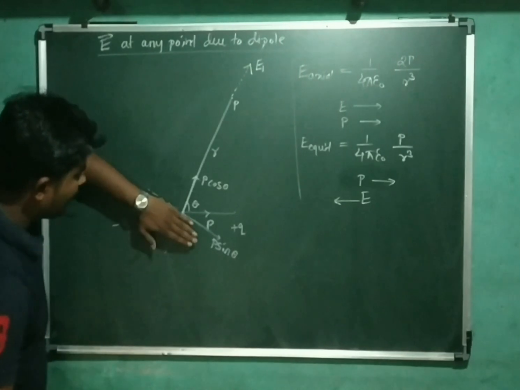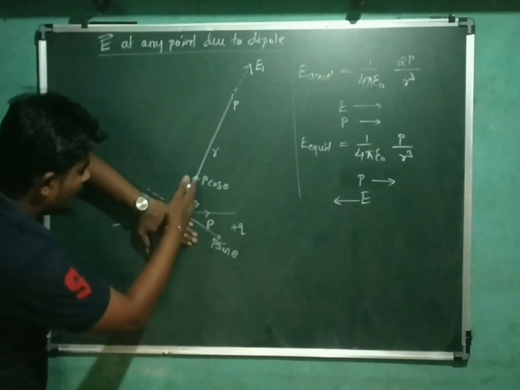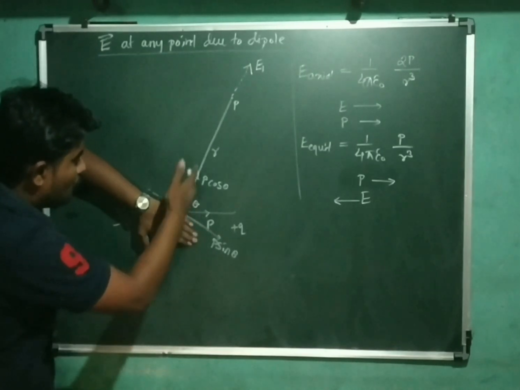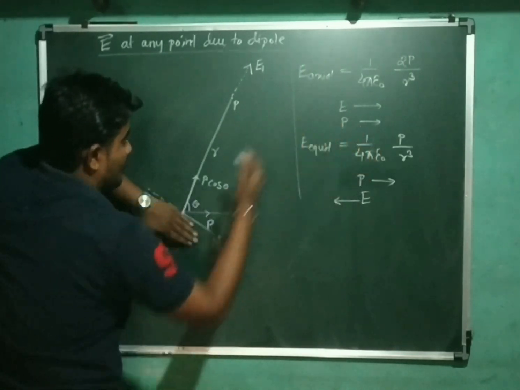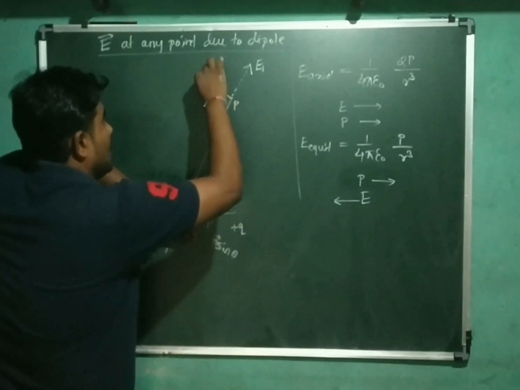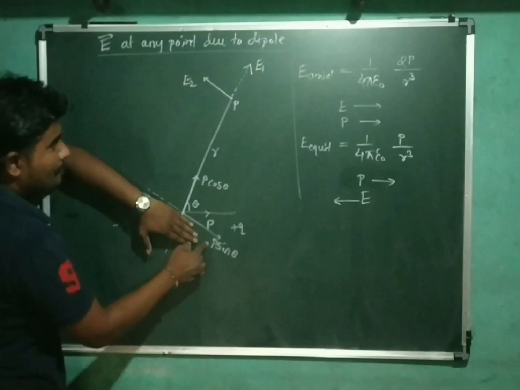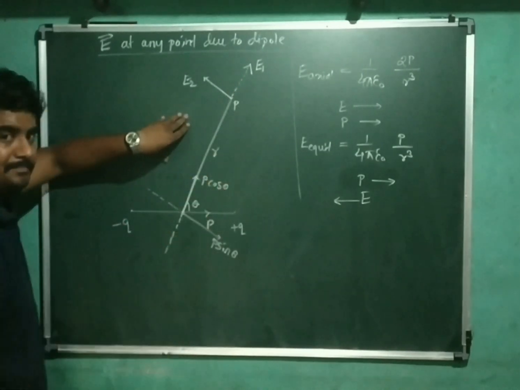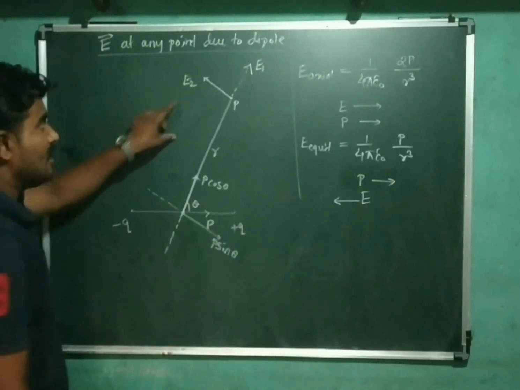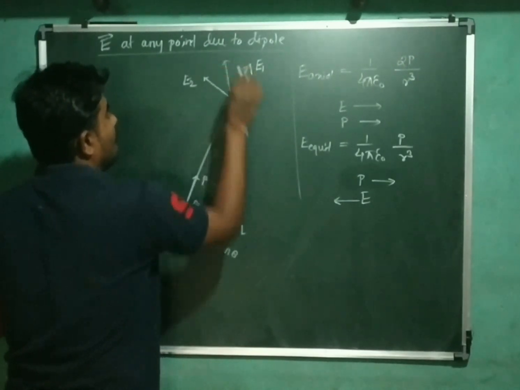Now neglect this line and consider this P sin theta only. For this P sin theta dipole, this line is equatorial line. As you know, for equatorial, electric field and dipole moment both are opposite to each other. Therefore one electric field will be in this direction. Let us call it as E2. This E2 is due to P sin theta, and this E1 is due to P cos theta. Understood? This E1 is due to axial line, and this E2 is due to equatorial line, and resultant of these two will be in this direction according to the law of parallelogram of addition of vector.